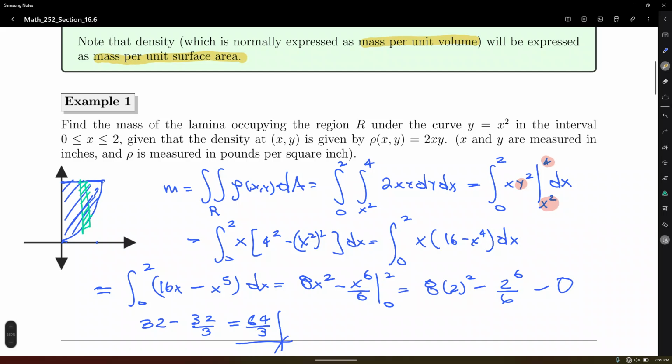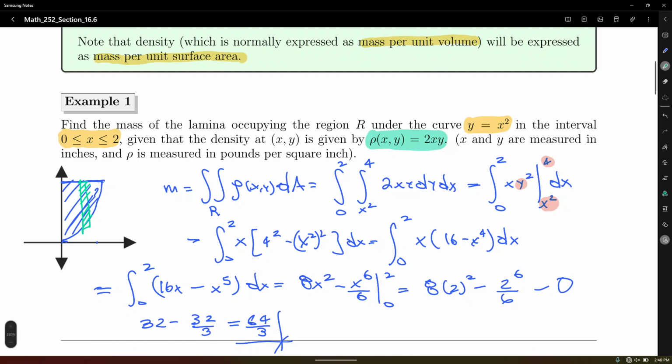Okay, so what do we have for example number 1? They're asking us to find the mass of a planar lamina occupying the region R under the curve y equals x squared, that is a parabola, in the interval x equals 0 to 2, given that the density function is rho of x y equals 2xy, where x and y are measured in inches and rho is measured in pounds per square inch. So number 1, let's graph the region of integration. Actually, we have it to the left right here. This is going to be only half of the parabola, not the entire parabola.